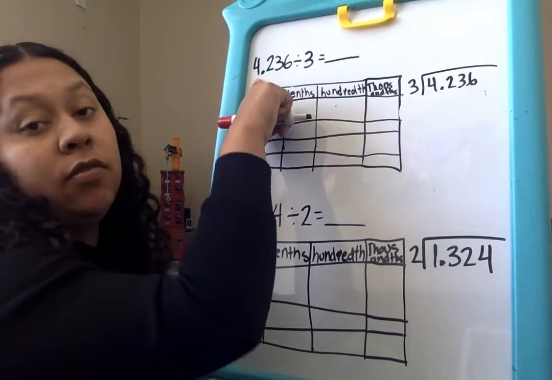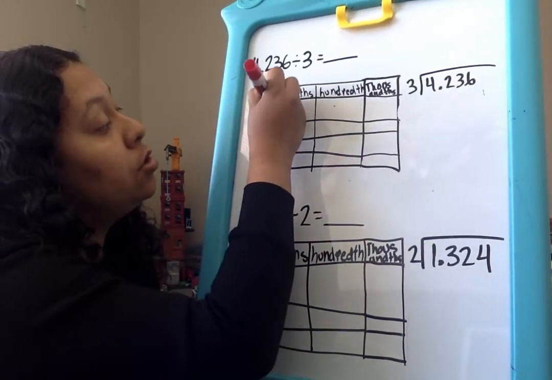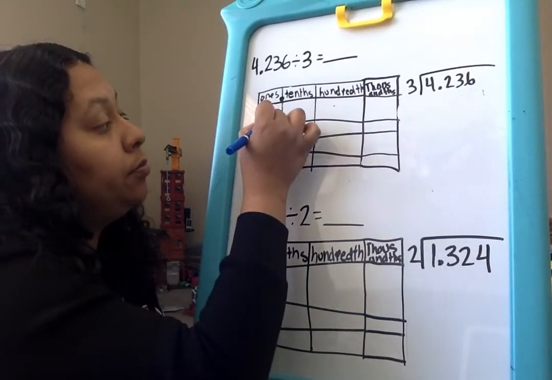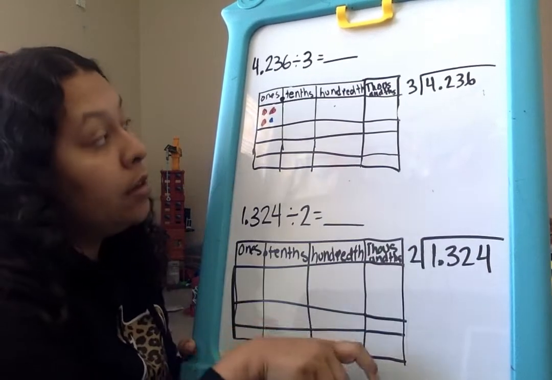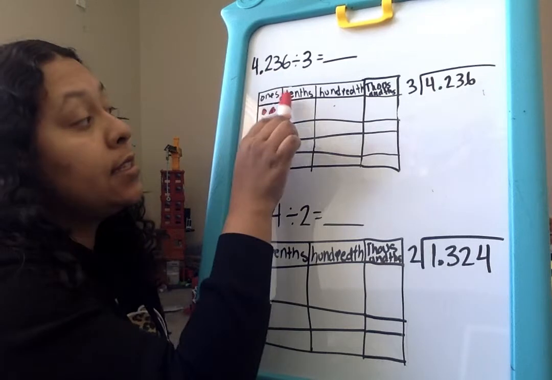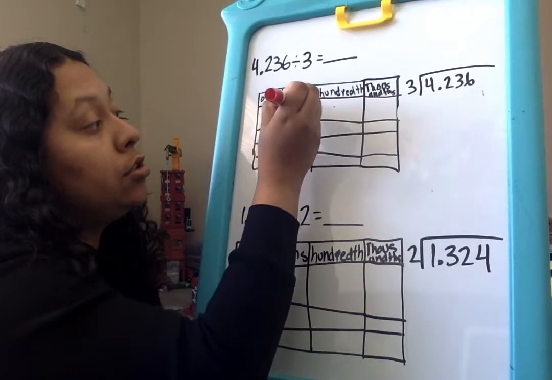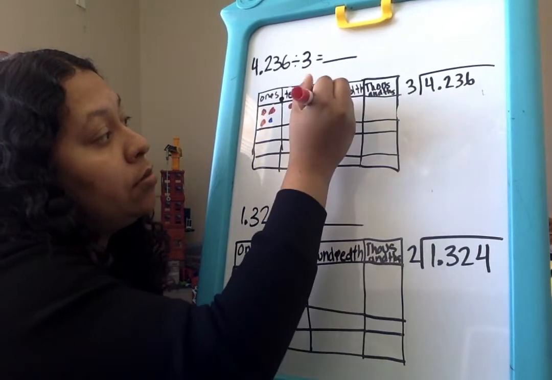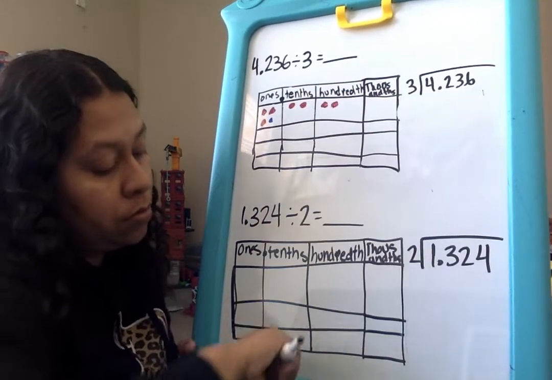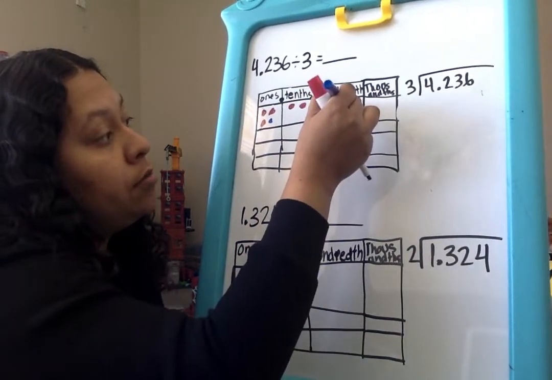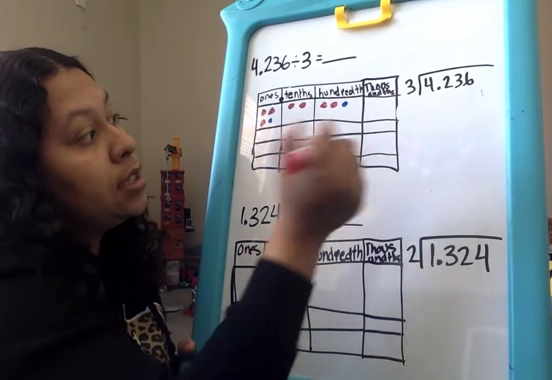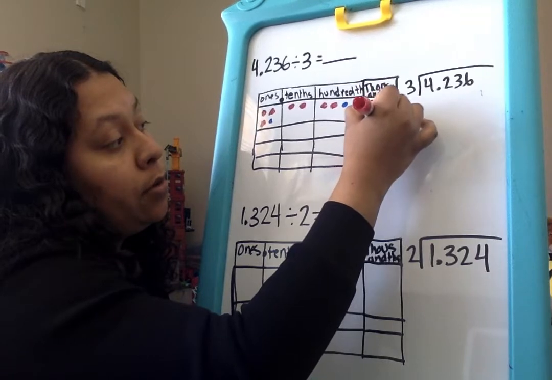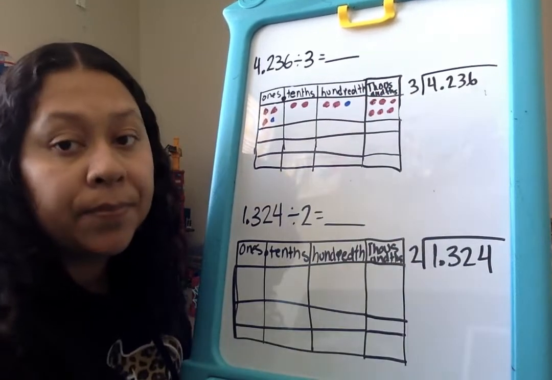So first we have 4 ones. 1, 2, 3, 4. 2 tenths, 1, 2, 3 hundredths, 1, 2, 3, and 6 thousandths, 1, 2, 3, 4, 5, 6.